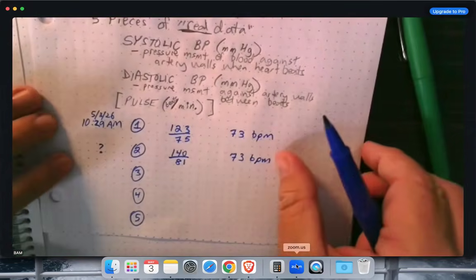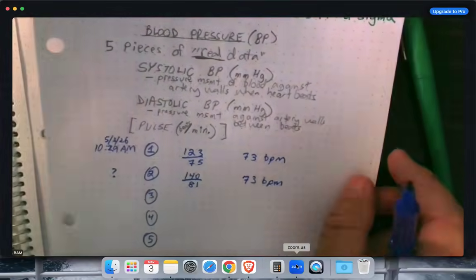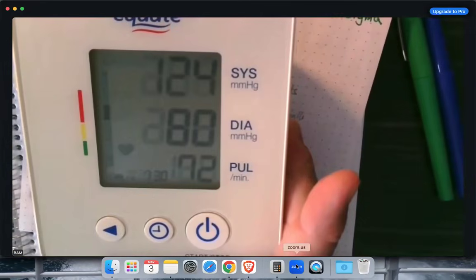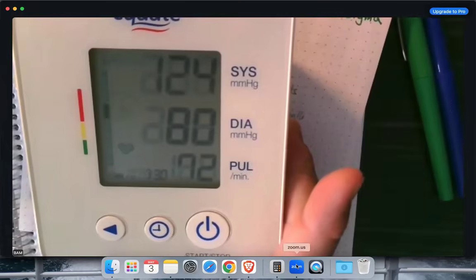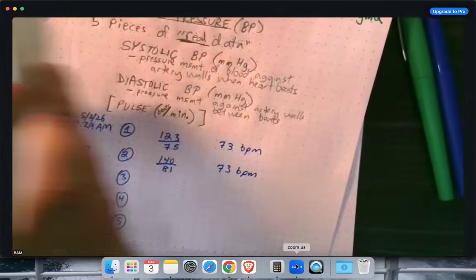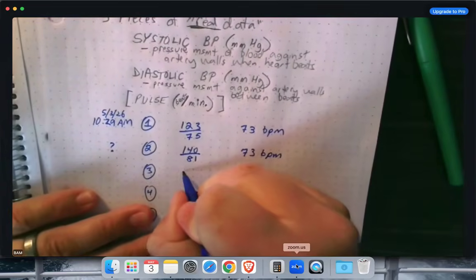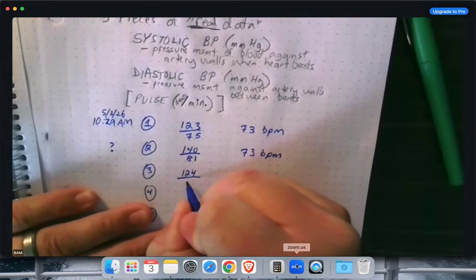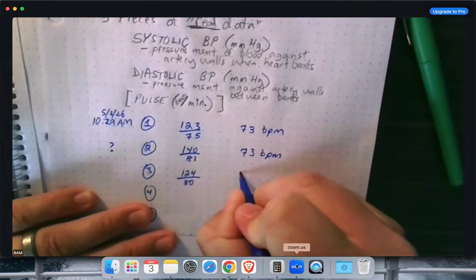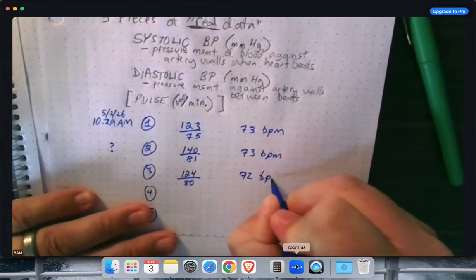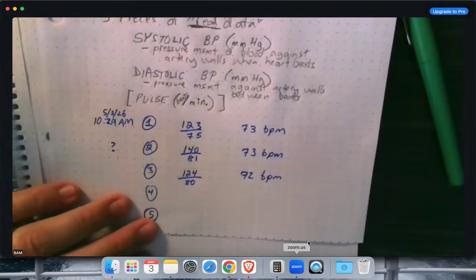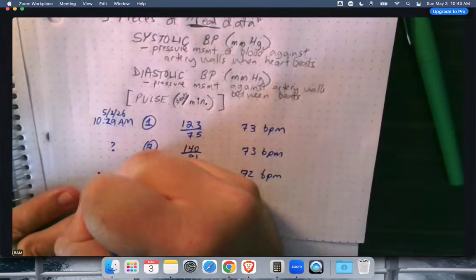Okay. So let's get another reading. There we go. Good old Uncle Benny is getting back to where he needs to be a little better. 124 over 80, 72 beats per minute. And now the time was about 10:43 a.m.